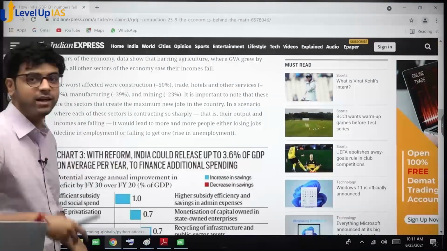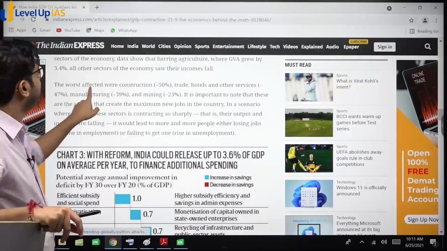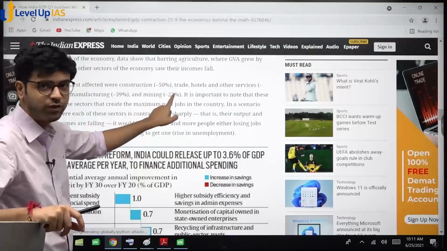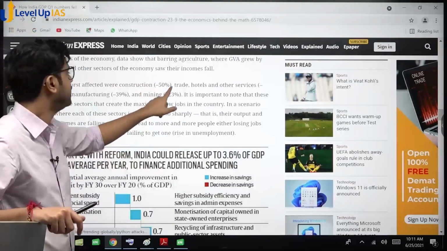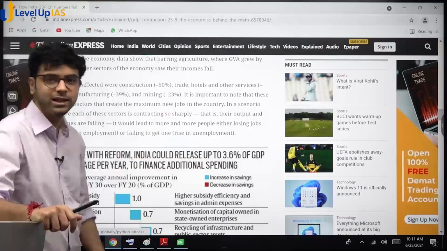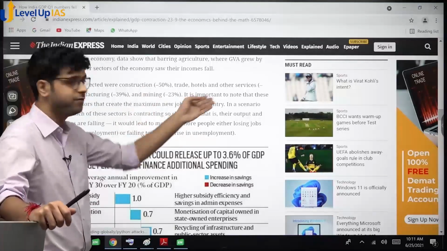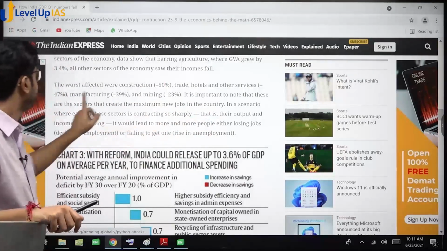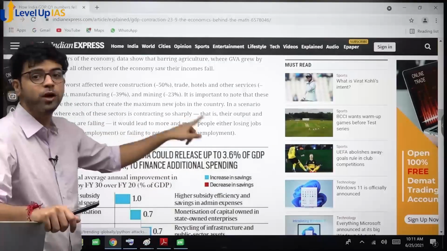See this, how GVA, the worst affected sector was construction. GVA for construction fell by 50%. Trade, hotels, other services 47, manufacturing 39, mining 23. Minus sign, which means they fell. This is all GVA they are talking about. It is important to note that these are the sectors that create the maximum new jobs in the country.